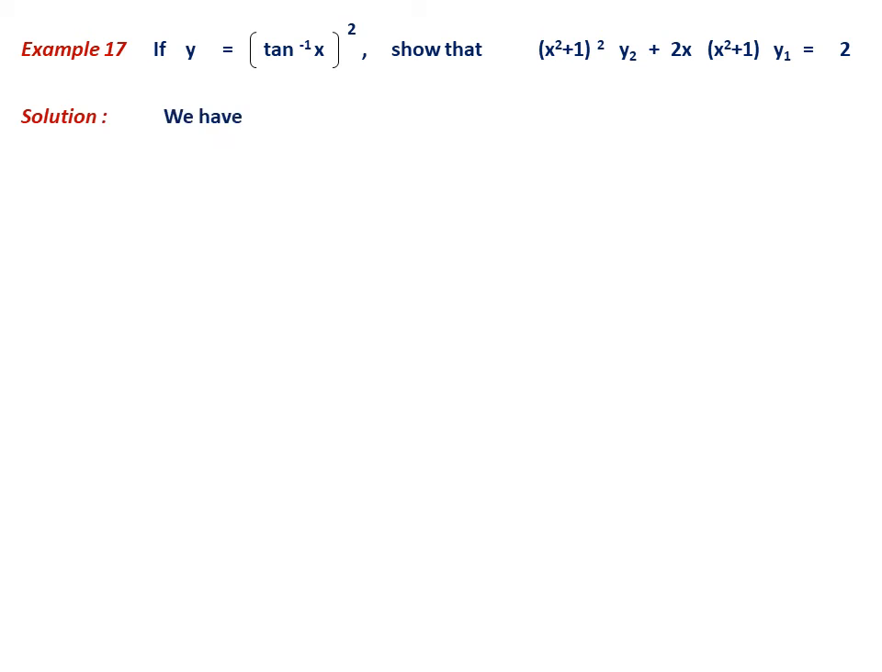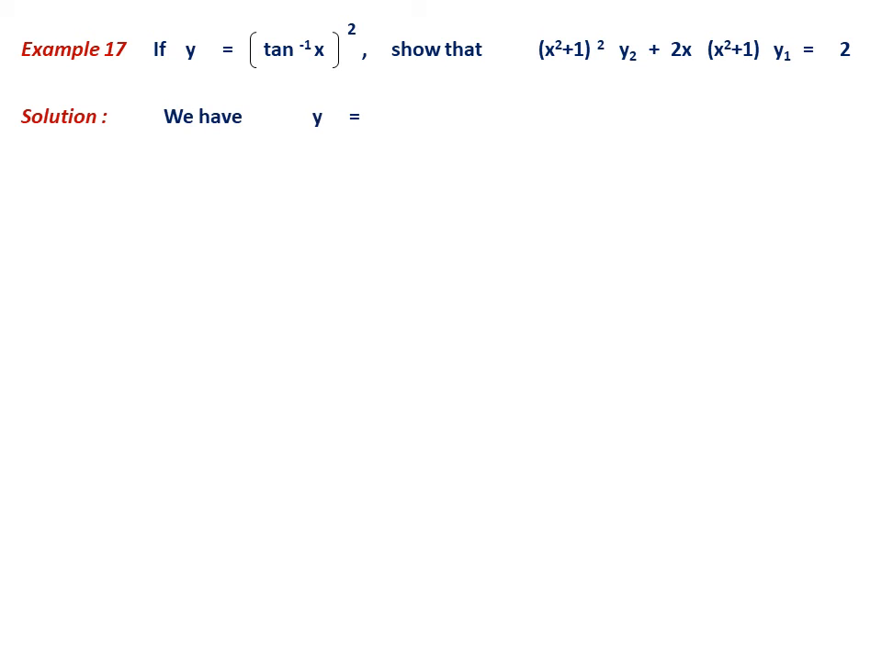17. If y equals tan inverse x whole square, then show that (x square plus 1) whole square y2 plus 2x into (x square plus 1) y1 equals 2. So once again here, y1 means first order derivative, y2 means second order derivative.